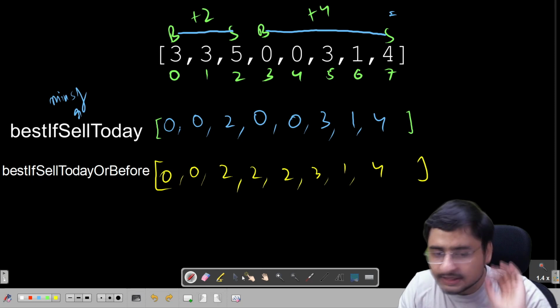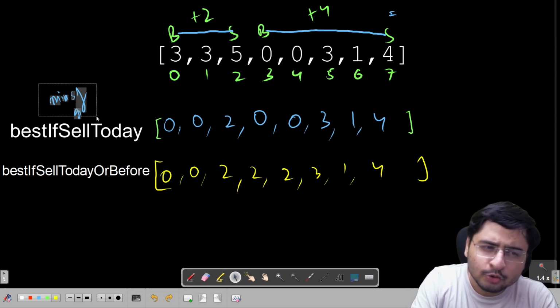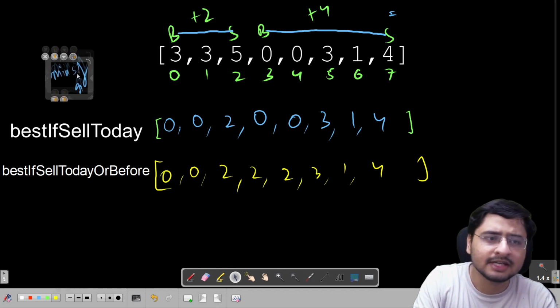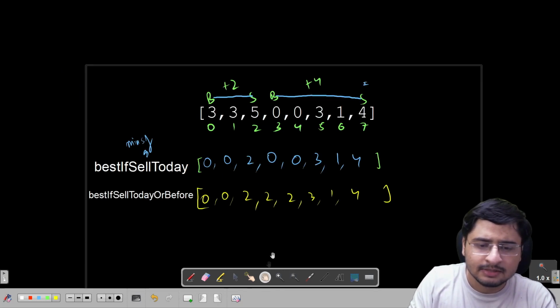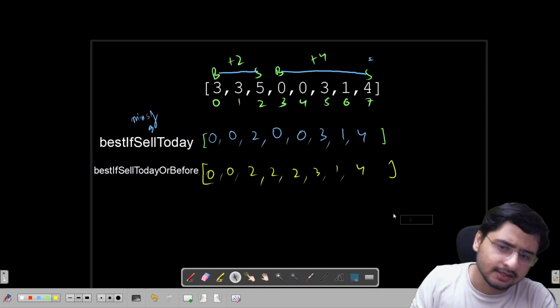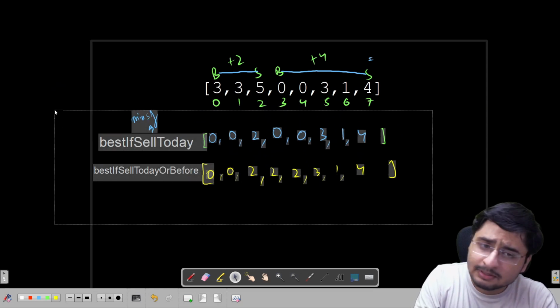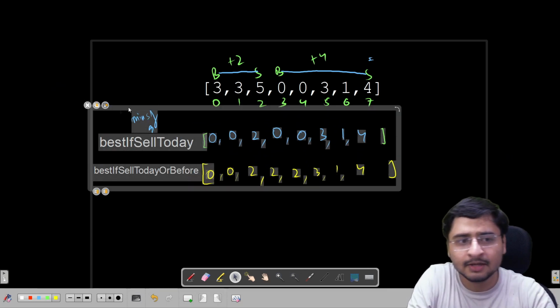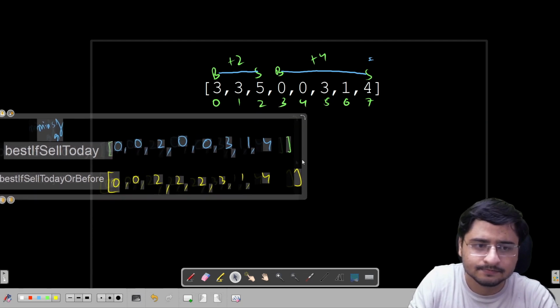Now these two arrays I've created, I'm going to keep them aside for a moment and let's move on with the question itself. We'll come back to them later, but right now I want to keep them aside.